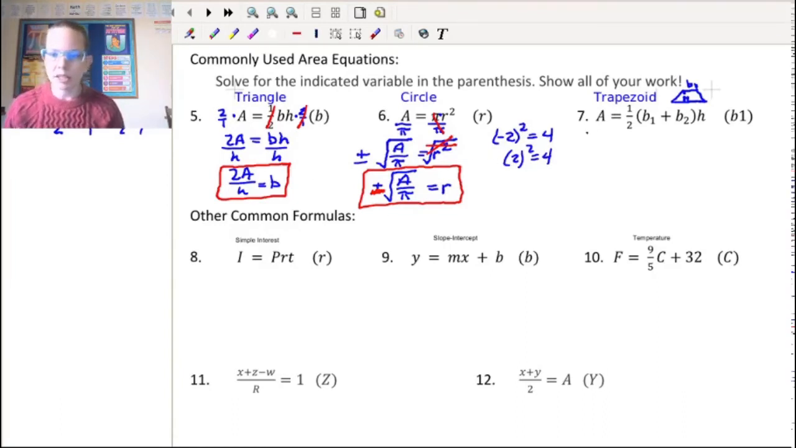All right, taking a look at number 7. Area equals 1/2 base 1 plus base 2 times height, and we want to solve for base 1. You have actually a couple options of how to do it. If you wanted to get rid of your grouping symbols by distributing the 1/2 and distributing the h to both b1 and b2, it would be 1/2 times b1, 1/2 times b2, h times b1, h times b2. You could do it that way.